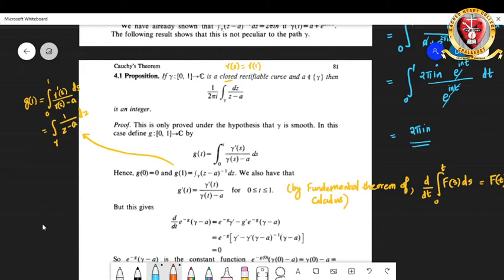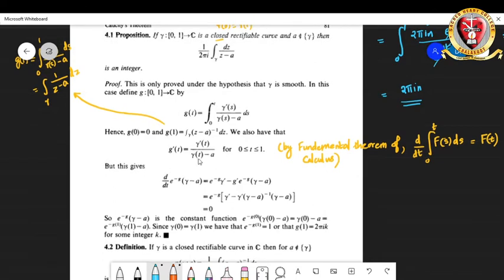By the fundamental theorem, we know that the derivative of the integral from 0 to t of f of s ds will be f of t. So that works here too. We are taking the derivative of g of t, that is g dash of t, which is d by dt of the term sitting here. So we obtain g dash of t is equal to gamma dash of t divided by gamma of t minus a, where t is varying from 0 to 1.